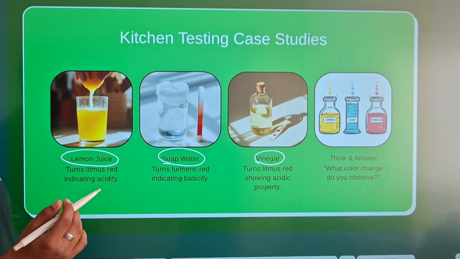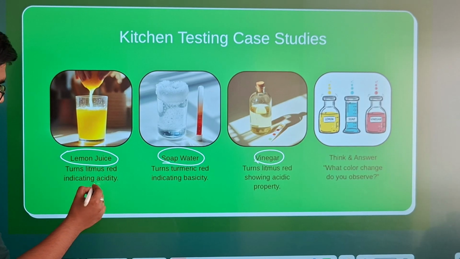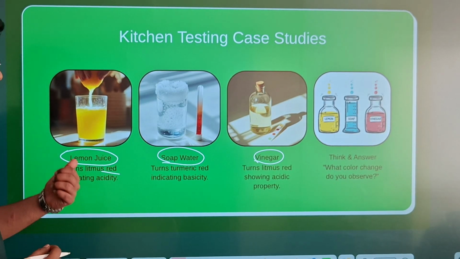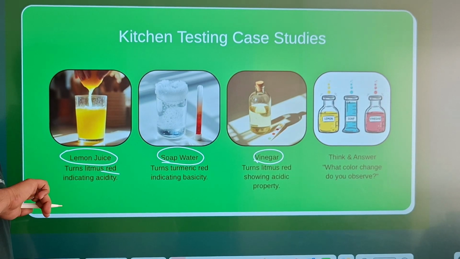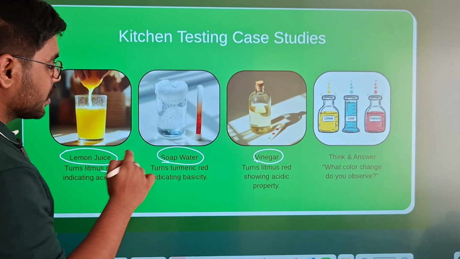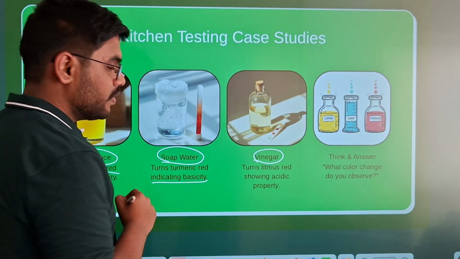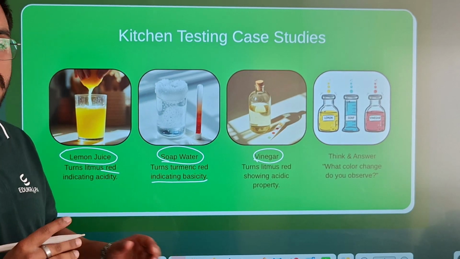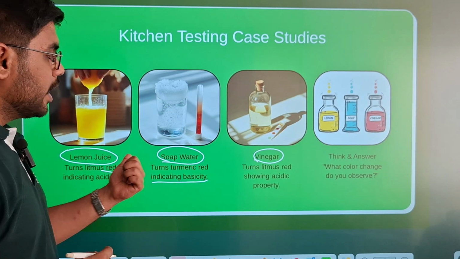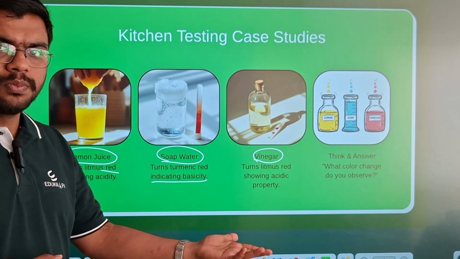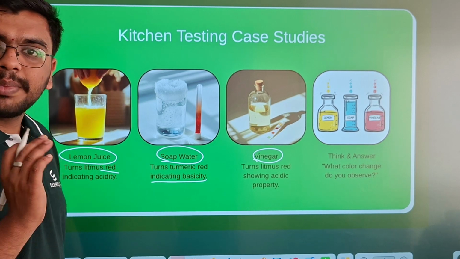When litmus paper is dipped into lemon juice, it will turn red, indicating that there is acid in lemon juice. Which is the acid that we recalled in the previous video? Please comment it down. Next is soap water. We also discussed soap water. If you take a red litmus paper, it will turn blue, which indicates that soap water is basic in nature.